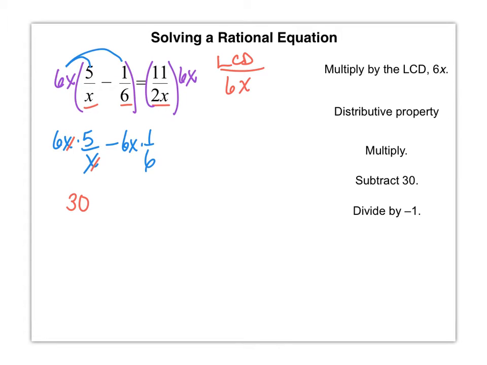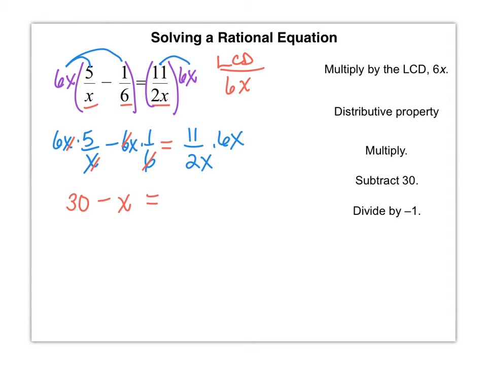And what's nice about this one, again, the 6th denominator will divide out, and this can be represented as x times 1, or x. So 30 minus x is the simplified form of the left side of the equation. On the right side, we're going to distribute the 6x as well. In fact, we're going to multiply 11 over 2x times 6x.